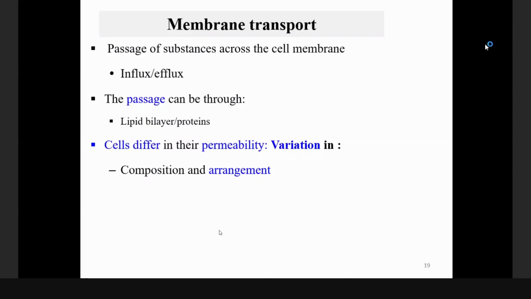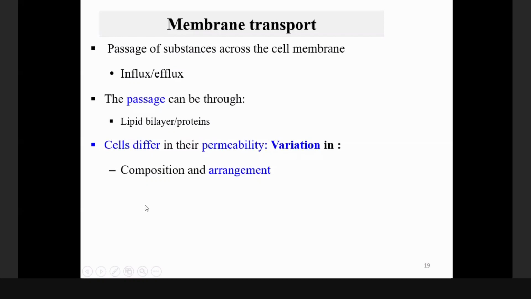So the process of influx or efflux can be through the lipid bilayer, with no proteins, or it can be through proteins. And it is known that the permeability of one cell is different from another. It's obvious. For instance, the permeability of the cell membrane of one is different from the other because of variation in composition and variation in the arrangement of the composition.